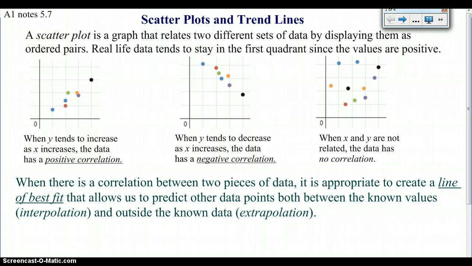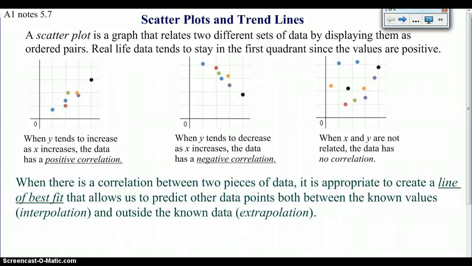So a scatter plot is a graph that relates two different sets of data by displaying them as ordered pairs. Most of the time when we measure real life data, we stay in the first quadrant. You can't have negative puppies or negative people, and so typically those types of things keep us in the first quadrant. Now we have three possibilities for data.